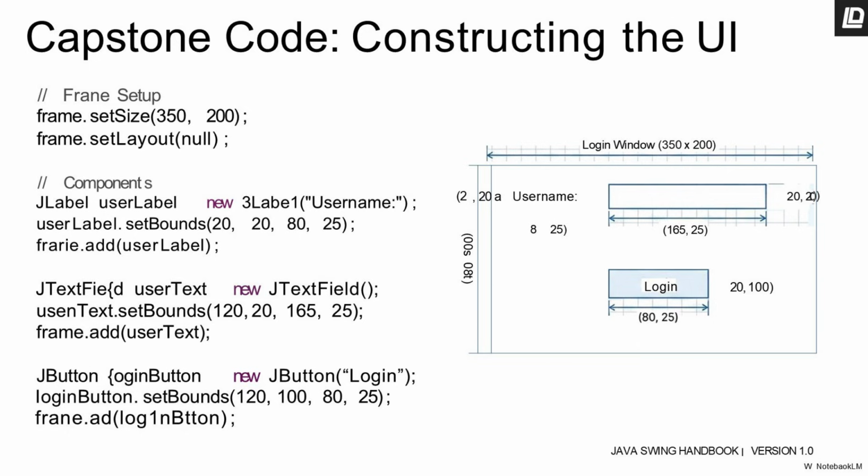The first step is always to create the main window. In Java, this is typically done using a JFrame. Think of the JFrame as the foundation or canvas of your application. It's where all your components will live.